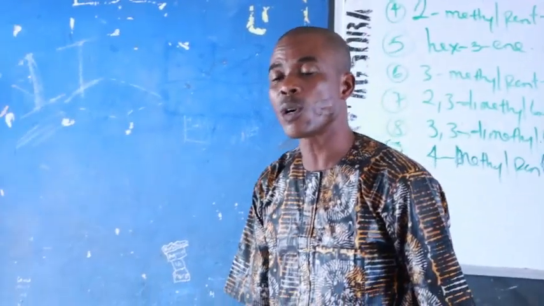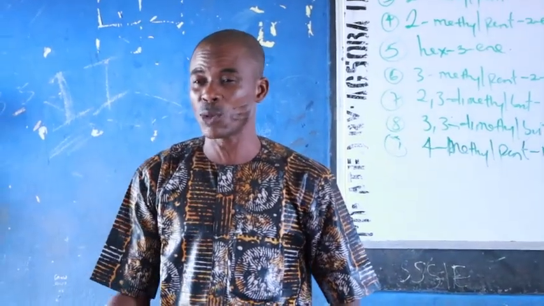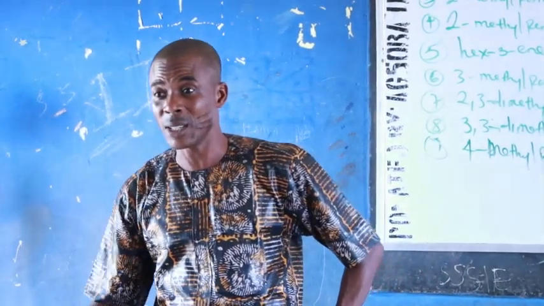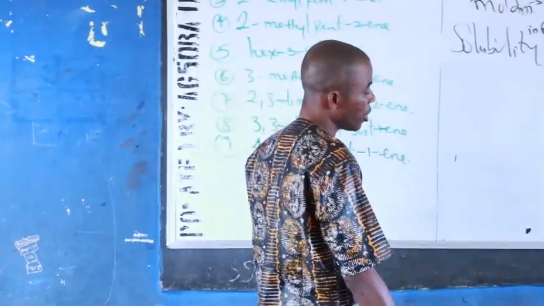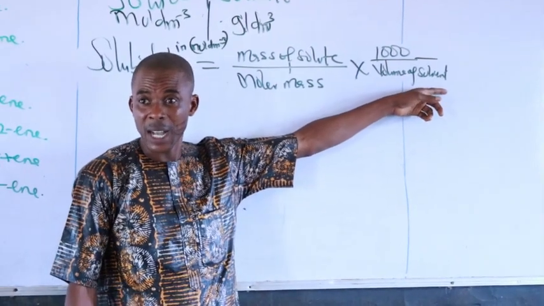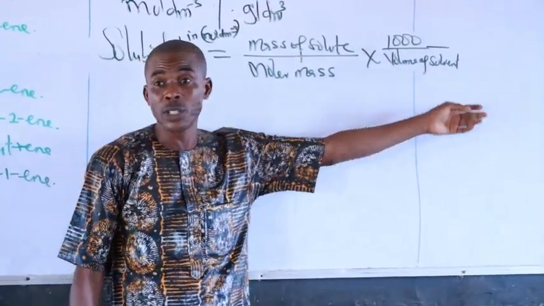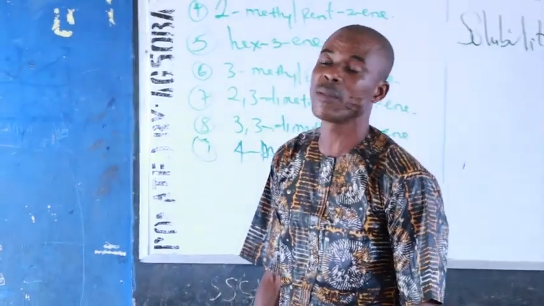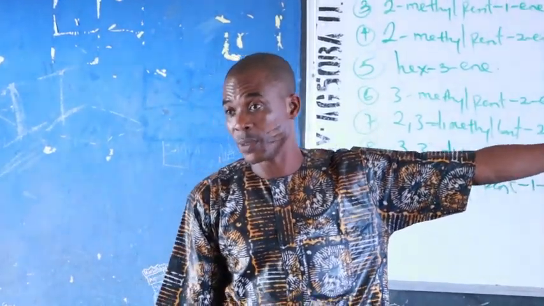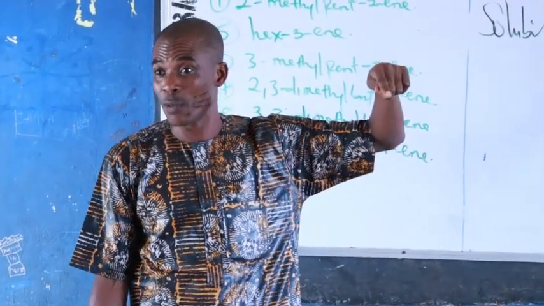Most times, it depends on what you are asked to calculate. You may be asked to calculate the solubility of a solute in solution, or the solubility of the solute in a solvent. If you are finding the solubility of the solution, you use the volume of solution. If you are finding the solubility of the salt in a solvent, you use the volume of the solvent. So you have to look at the question given to you.